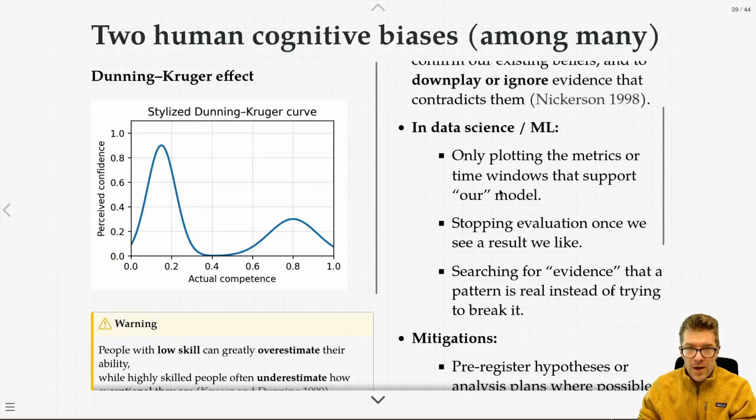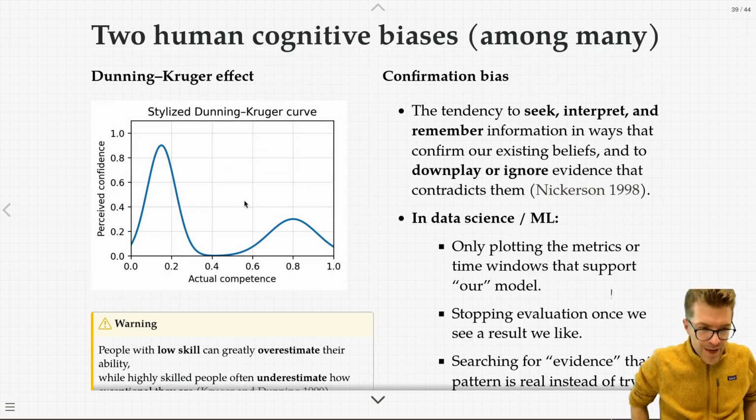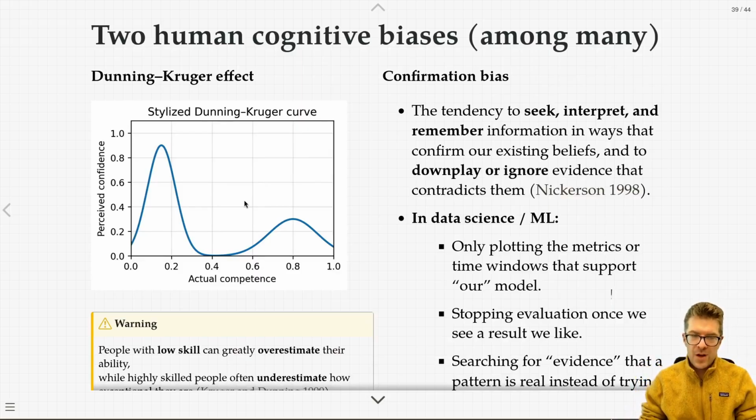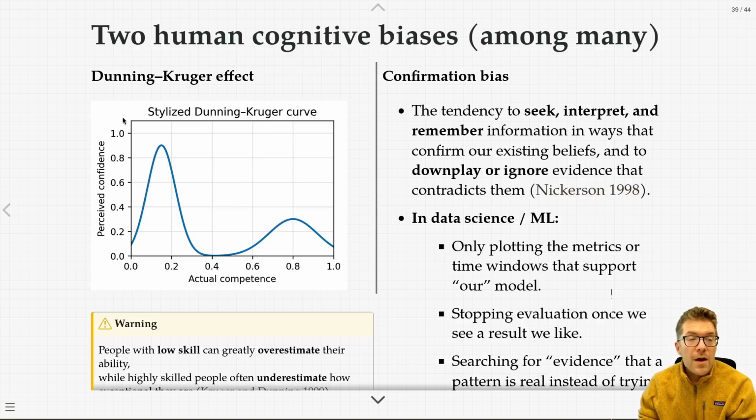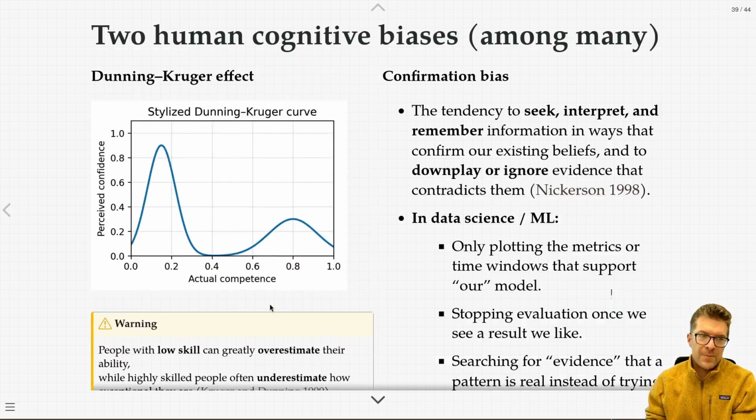There are two biases I want to talk about. So I might come back to just basic thinking as a topic later on in this course, but it's relevant to what we're talking about now. The first is the Dunning-Kruger effect. You might have heard of this. The Dunning-Kruger effect basically measures someone's confidence in their skills versus their actual competence.